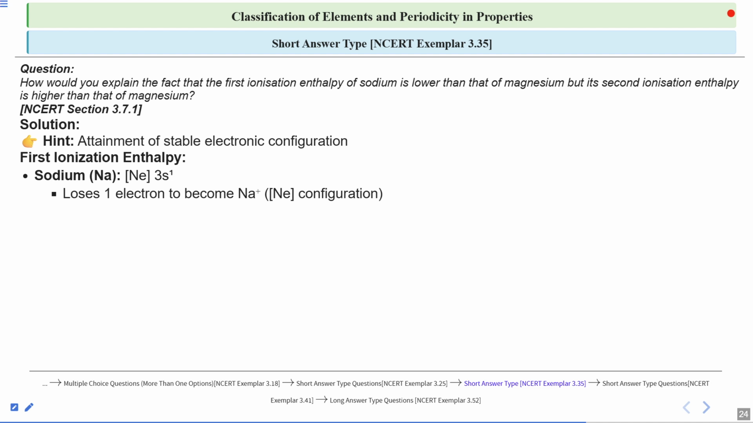I think you got the point. What I'm trying to say here is that sodium has one electron in the outermost configuration. Now if you remove this one electron, it will go to a stable noble gas configuration. Therefore, to do this process, we have to supply less energy. Therefore, its first ionization enthalpy is less than that of magnesium.